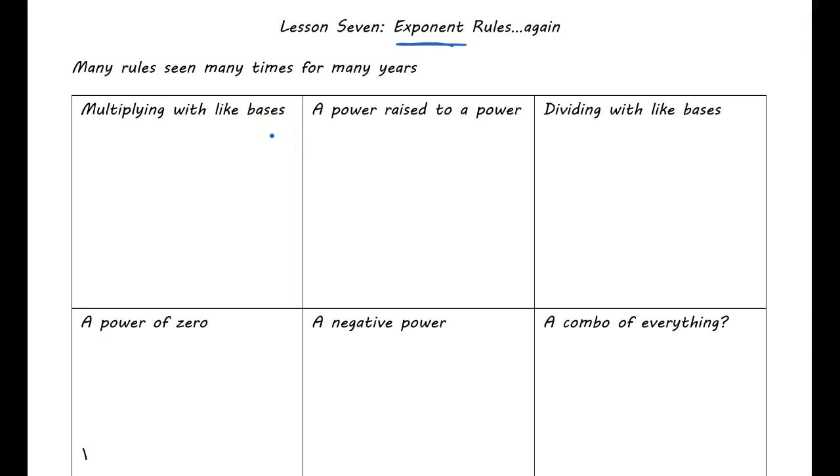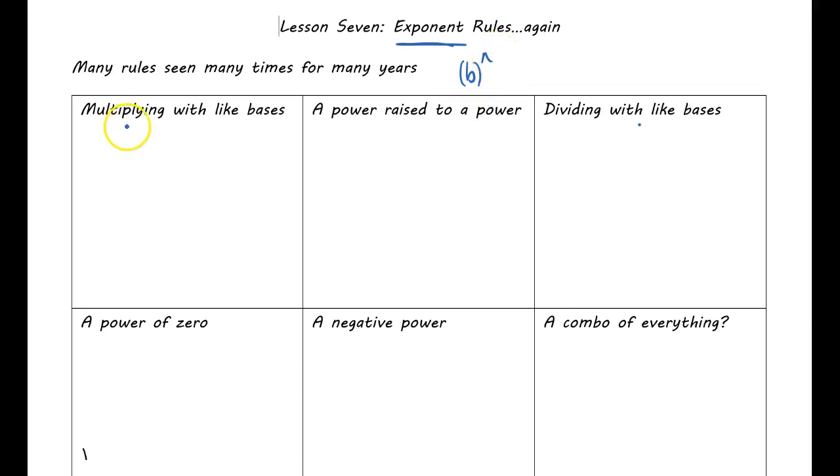Okay, so just so we're clear, the base is whatever the number is down here that's actually being raised to the exponent. So I'm going to write it like this, b to the n. The b is the base. The n, of course, is the exponent.